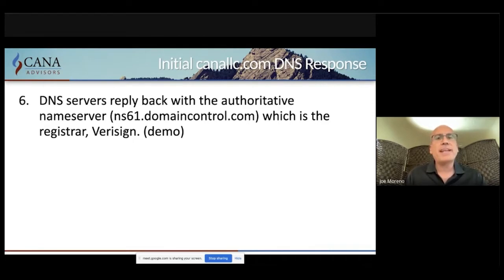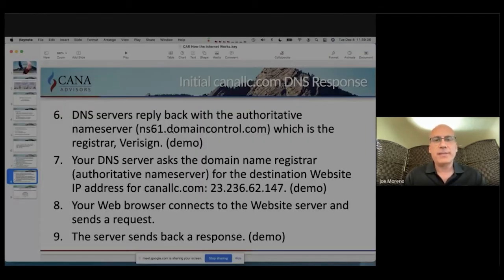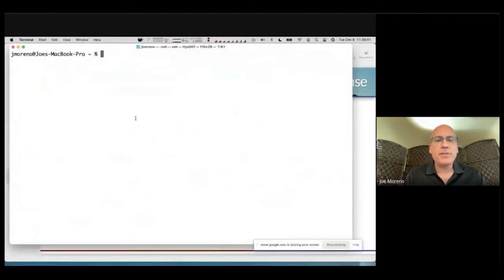And what we get back in this case, as one example, is ns61.domaincontrol.com. And I can show you what that looks like. So here what I'm going to do is use a command called dig. This is a Unix command that will dig for DNS information. And all I'm saying here is give me the name server for CANA-LLC.com. And I can put the dot on the end if I want or not, since it's always there. If it's not there, it'll be put in for me.